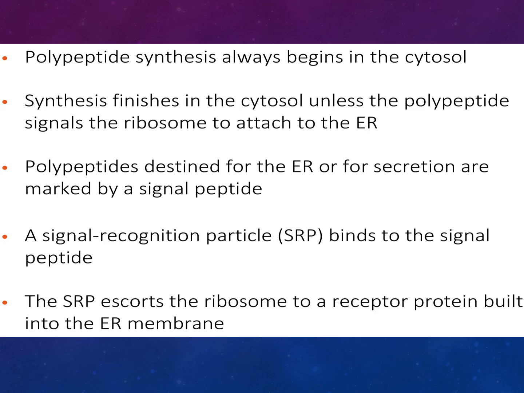Polypeptide synthesis always begins in the cytosol. Synthesis finishes in the cytosol unless the polypeptide signals the ribosome to attach to the ER. Polypeptides destined for the ER or for secretion are marked by a signal peptide. A signal recognition particle binds the signal peptide. The signal recognition particle then escorts the ribosome to a receptor protein built into the ER membrane.